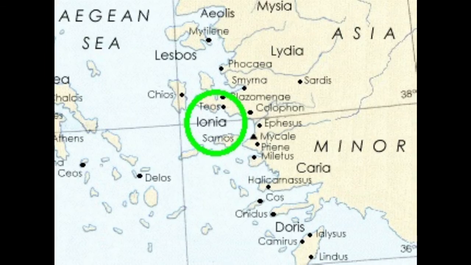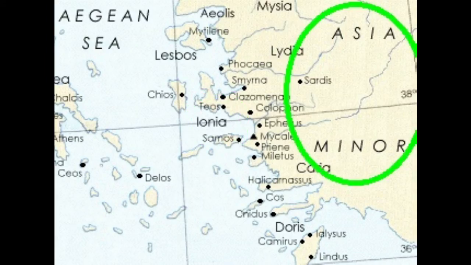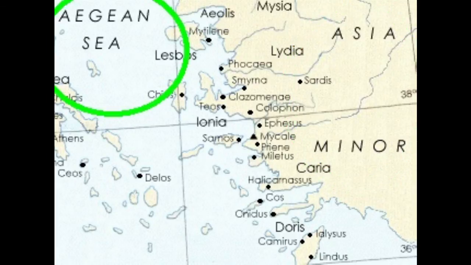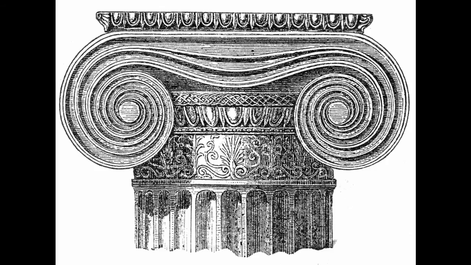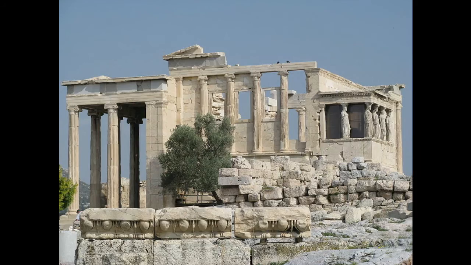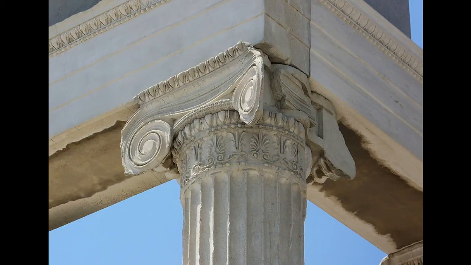The Ionic order coexisted with the Doric order, and it was favored by the Greek cities of Ionia, in Asia Minor, and the Aegean Islands. It didn't reach clearly defined form until the mid-5th century BC. This order is recognized by its capital, with the spirals on it. The moulding is similar to the Doric order's moulding, but it is decorated with stylized ornaments.